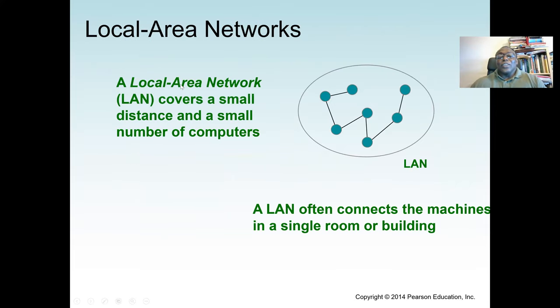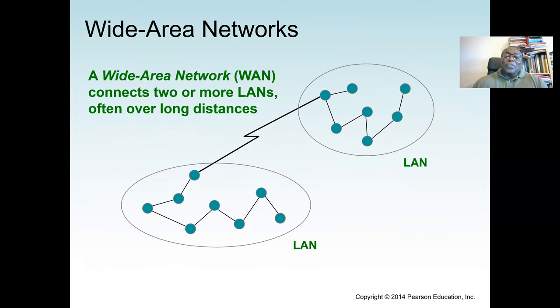Now, there are different categories of networks based on the region that they cover. For example, we have a local area network. A local area network normally covers a small distance. It can be a one-room computer lab or one building. Then we have a wide area network. A wide area network is like the internet. Here we may have a network that is connected between countries globally.